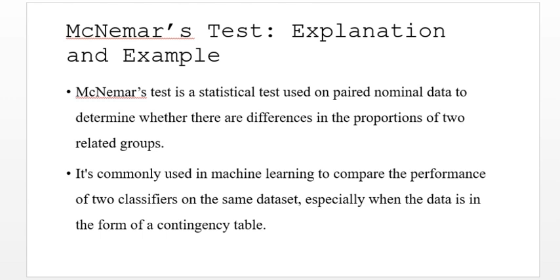McNemar's test is a non-parametric statistical test used to compare the performance of two classifiers on the same data set. It evaluates whether there is a significant difference between the predictions of two models in terms of binary outcomes. The purpose of this test is to check if the two models have different error rates using paired sample points.